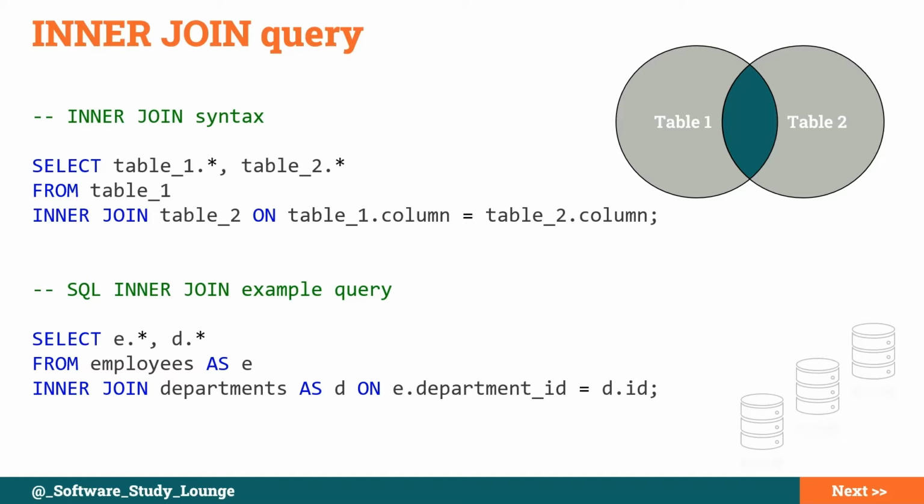Take an example of an inner join SQL query. SELECT e.id, d.id FROM employees AS e INNER JOIN departments AS d ON e.department_id = d.id. Inside the employees table, department ID is the same as the ID column of the departments table. So basically e and d are the aliases of the employees and departments tables.